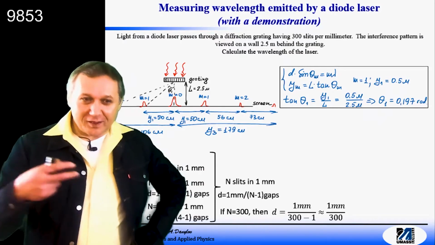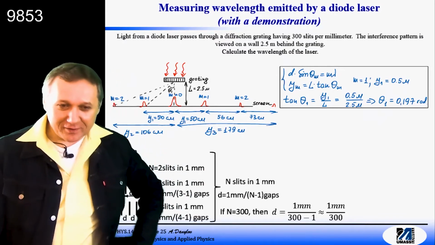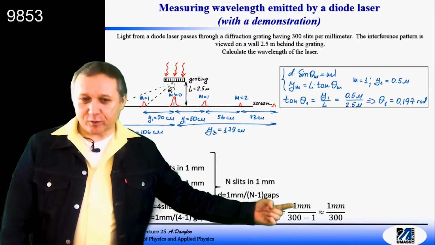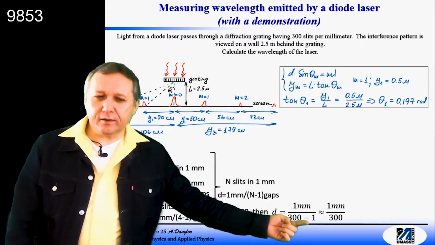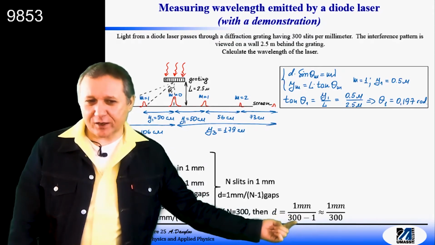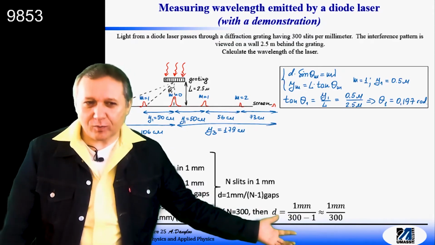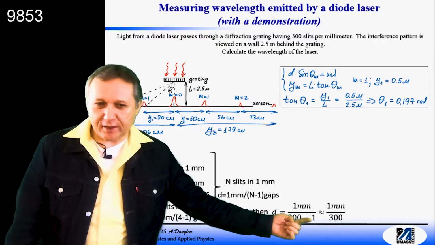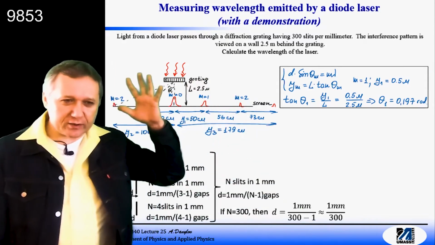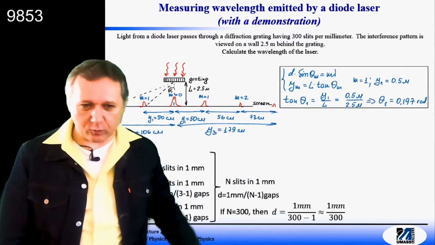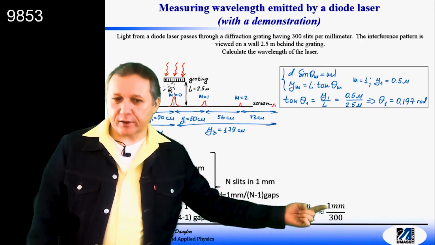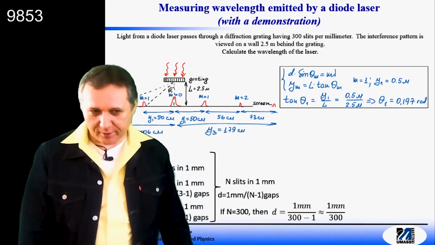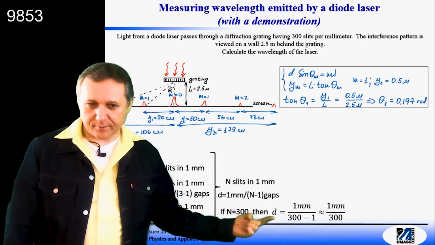Now, in real life, if you have to take a ratio 1 over 300 minus 1, who cares about this 1? It's much smaller than 300. In normal life, no one is going to take care of that 1. Everyone would just tell you, forget about that 1, and just take the ratio 1 over 300 to get D.